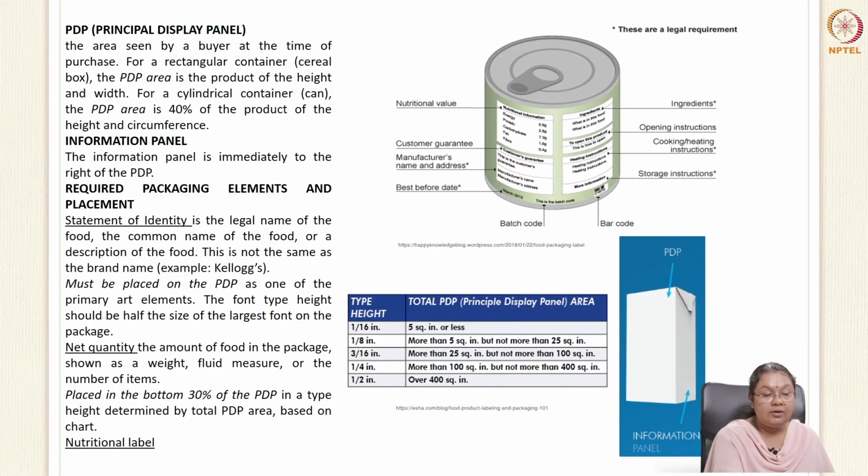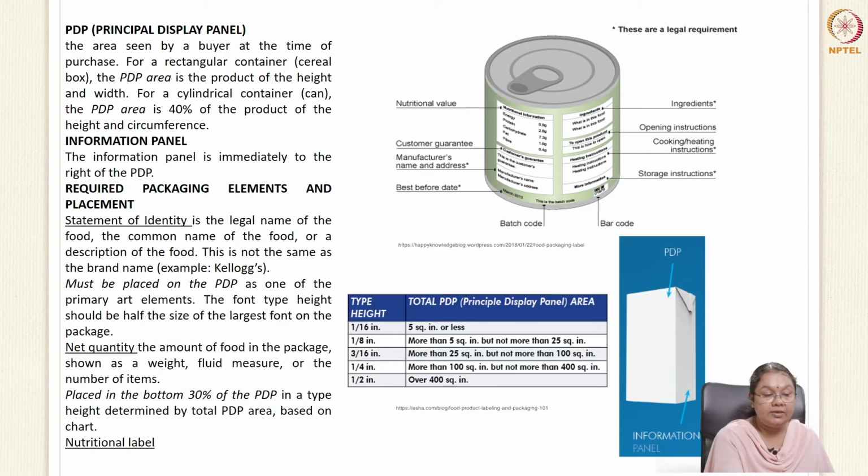So it can be a local name, a common name, or a legal name. For example, Kellogg's is the brand name for cornflakes. On the PDP panel, it should be Kellogg's and cornflakes. And if any modifications have been made to the cornflakes, that also needs to come on the PDP panel. So it must be placed on the panel.